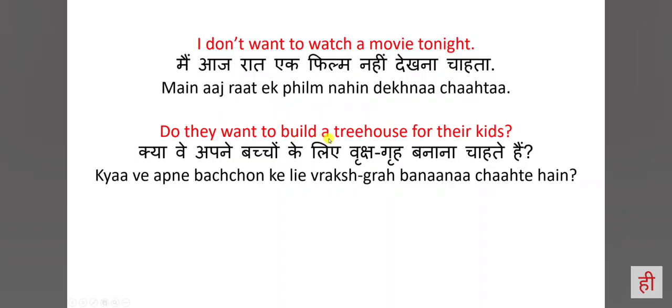Do they want to build a tree house for their kids? क्या वे अपने बच्चों के लिए वृक्ष गृह बनाना चाहते हैं? वे is they. अपने is their. बच्चों is kids and it is in the oblique form. के लिए is for. वृक्ष गृह is tree house. बना is build. बनाना is to build. चाहते is want. हैं is selected according to the subject.